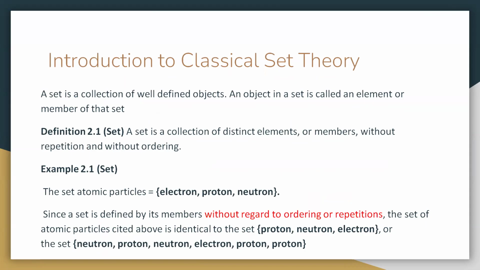As a definition from the textbook, a set is a collection of distinct elements or members without repetition and without ordering. For example, we have given here a set of particles, that is electron, proton, and neutron. And since the set is defined by its members without regard to ordering or repetitions, you can say that these elements shown in the set are identical to the set proton, neutron, electron, or any other kind of set shown here with repetitions.